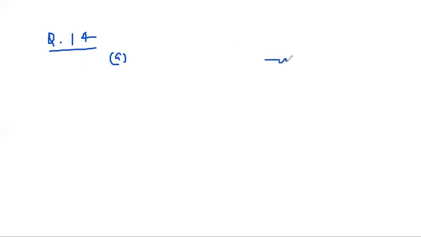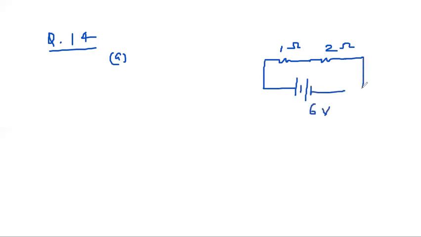So we are given 1 ohm, 2 ohm resistors, and there is a 6 volt battery here. Now we find current. So I equal to V upon R series. So here V is 6 and R series will give 1 plus 2, that is 3 ohm.